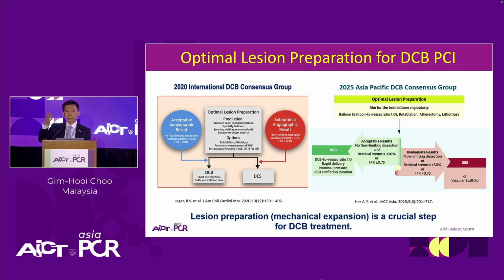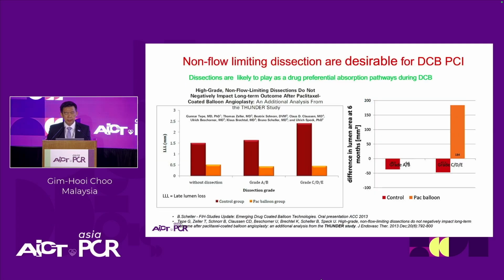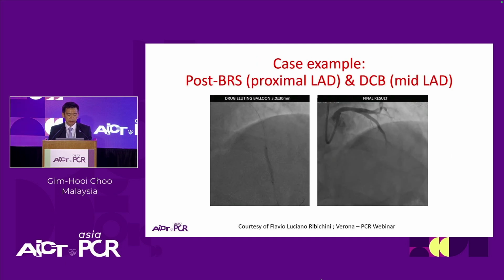The guidelines tell us very clearly that you prepare the lesion well before even considering a DCB, meaning you have a less residual stenosis, less than 30%, you have a good TIMI flow, or you do FFR less than 0.8 or 0.75. We like dissections in DCB. The more the dissection, the greater the dissections, the better the outcome in terms of the luminal gain on follow-up.